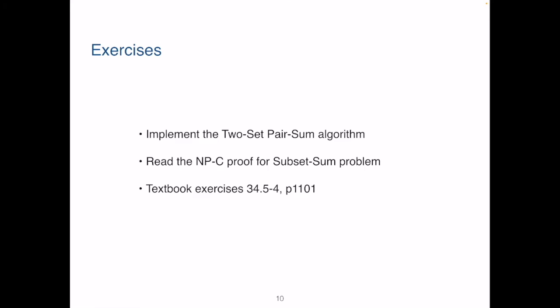That'll be all for this lecture. Please try and implement these really interesting algorithms and try some of the exercise questions from the textbook as well. Next step, we will finally get to the NP-complete problem subset sum, and we'll see how divide and conquer works its wonder. Stay tuned.